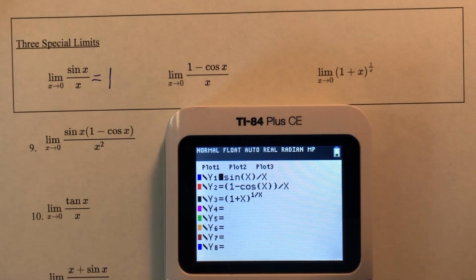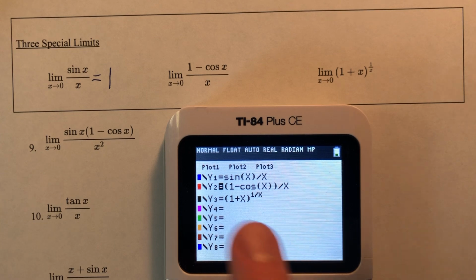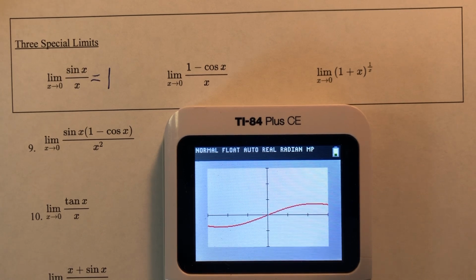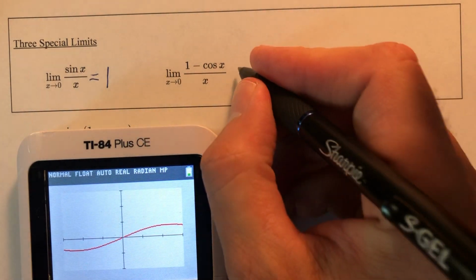Well, let's turn that one off and turn that one on. You can, by the way, go to the equal signs and turn them on or off. So here is the second one in red. Oh my goodness, it looks like it, I almost said it touched at 0. It can't exist at 0, but the limit is 0. So this one is equal to 0.